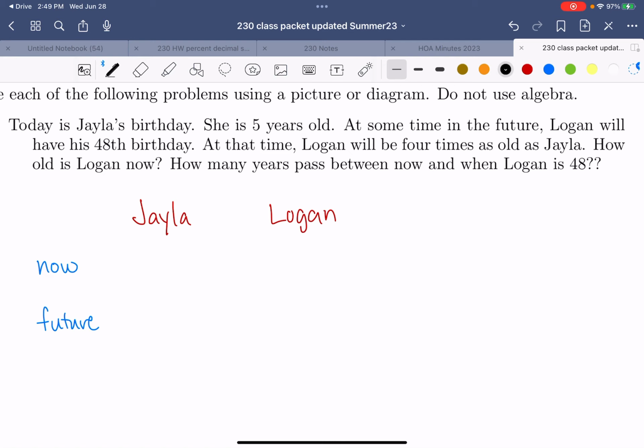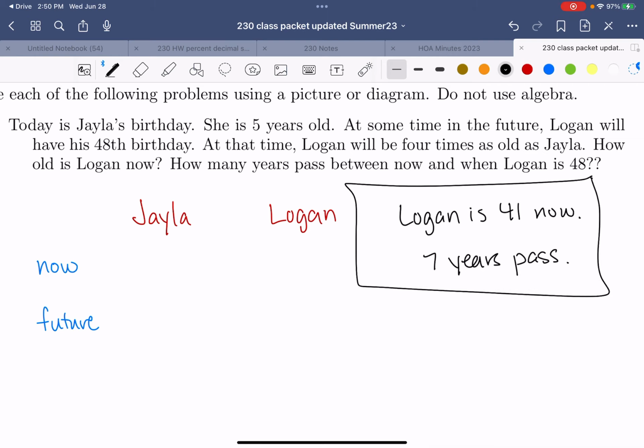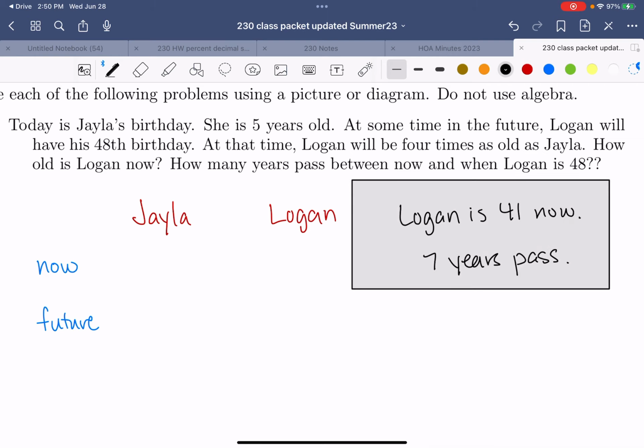What should happen is that you should end up finding out. It says, how old is Logan now? Logan is 41 now. How many years pass between now and when Logan is 48? That would be 7 years pass. Okay, so those are the 2 solutions that you should get when you solve this one.